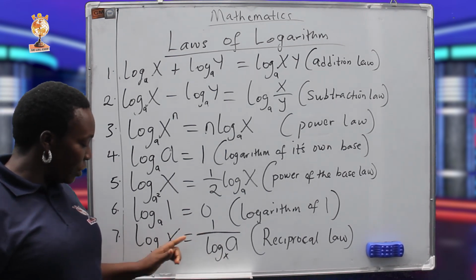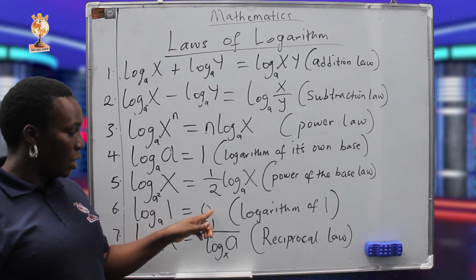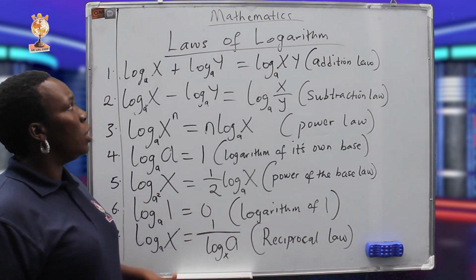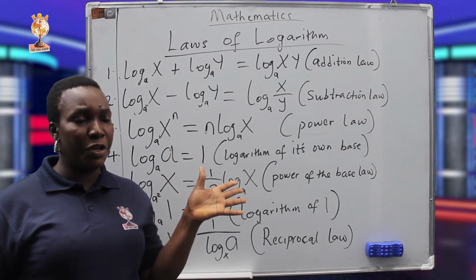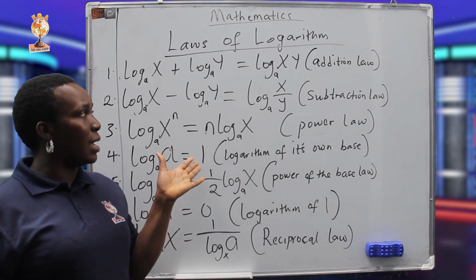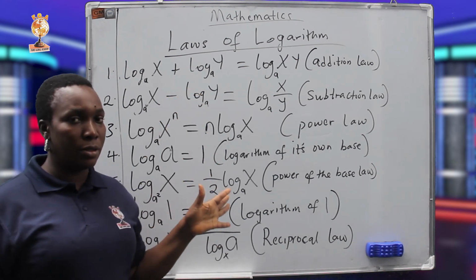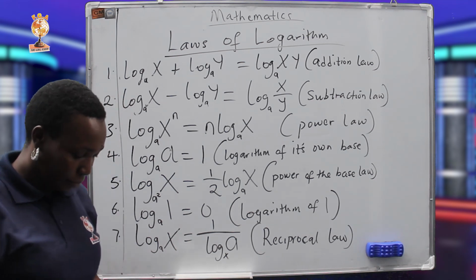So if that is going to happen, you must have your inverse, which is 1 over. So this is called the reciprocal law. So these are the laws of logarithm that we have. In our next part, we're going to solve some examples concerning these laws of logarithm.